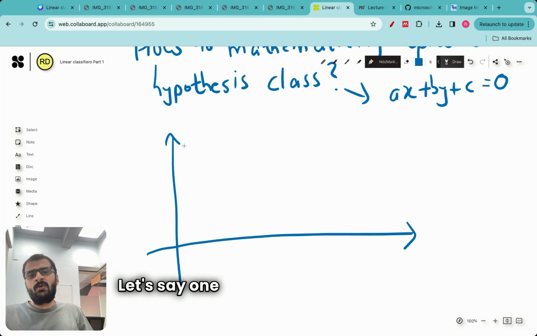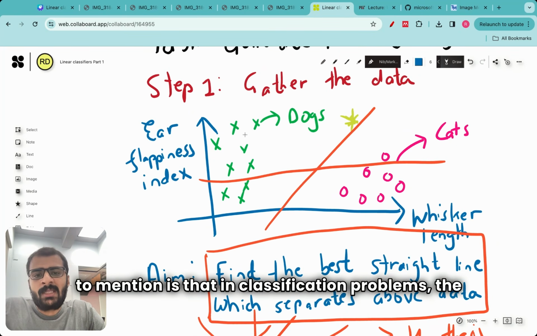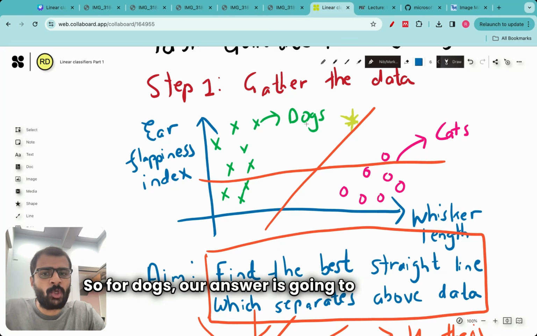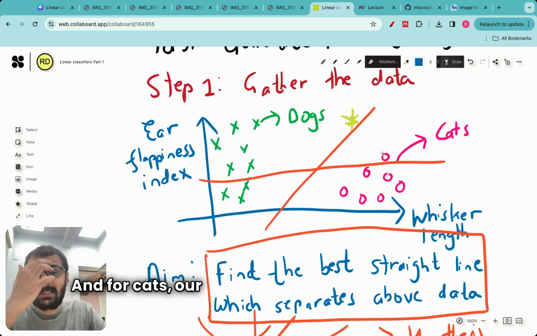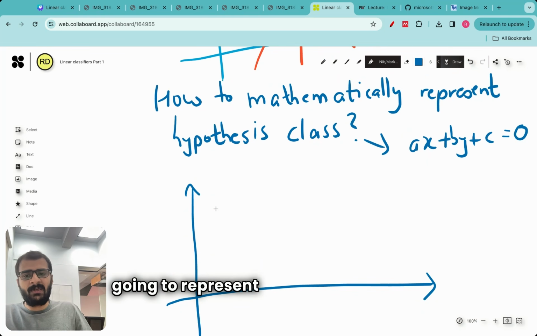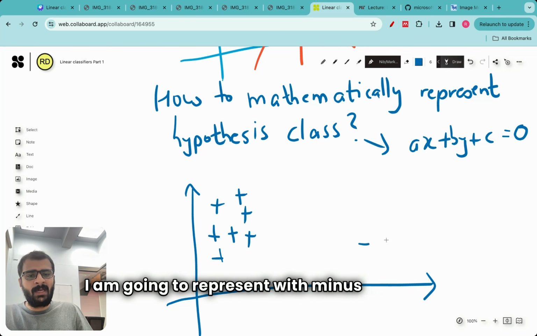One more thing I want to mention is that in classification problems, the answer is either plus 1 or minus 1. So for dogs, our answer is going to be plus 1, and for cats, our answer is going to be minus 1. All the dog data I am going to represent with plus signs here, and all the cat data I am going to represent with minus signs.